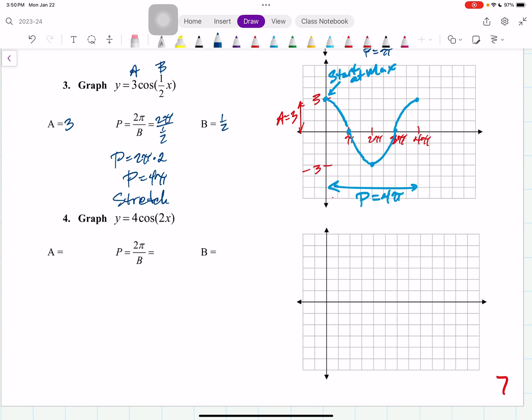Okay, so for this one here, A is 4 and B is 2. So we have an amplitude of 4, and B is 2. That means the period is 2 pi divided by 2, or simply pi. So this is a compression, or a shrink. Some people call it shrink, so you use whatever terminology you like. So I'm going to go up 4, down 4. Then I have to go out pi radians here.